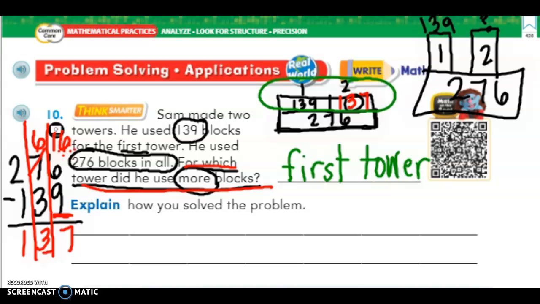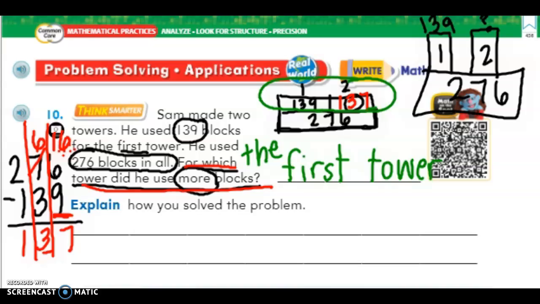First tower. Right, the first tower. So 139 is greater than 137. It has a 9 in the ones place, and this has a 7 in the ones place. And then it says explain how you solved.